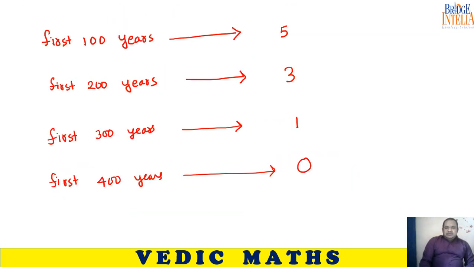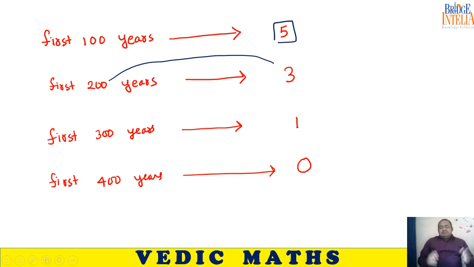Before we attempt this question, let me reiterate that it is very important for us to remember this table. In the first 100 years, the total number of extra days accumulated is 5. Similarly, in the first 200 years, 5 plus 5 is 10, 10 divided by 7 leaves 3, so 3 extra days. In the first 300 years, 1 extra day. In the first 400 years, everything gets balanced, becomes 0. So you can remove chunks of 400 years from the given date.